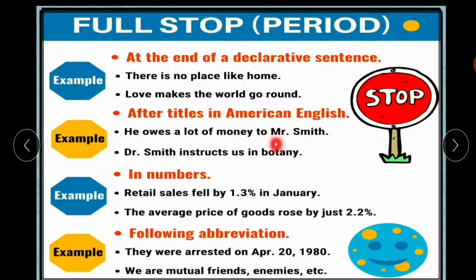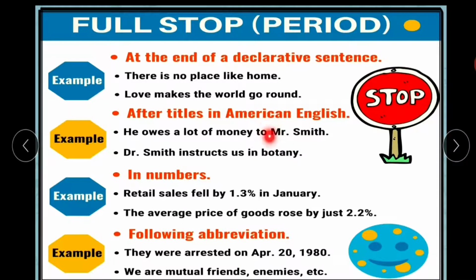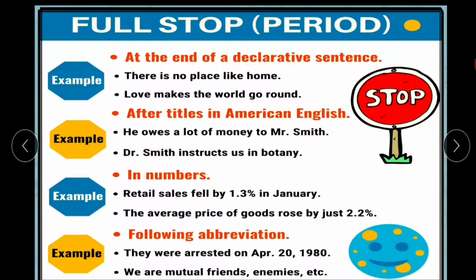Now look at number 2. After titles in American English, if there are any titles of your family and you are writing them shortly, like MD. In Bangladesh, we write MD. It refers to Muhammad. So MD, we write M and D. After that, we use full stop. So like this way, we are using it here. In case of American English, after Mr., we use full stop. Then Dr. Smith, it's the title of his name. So that's why I have to use full stop.